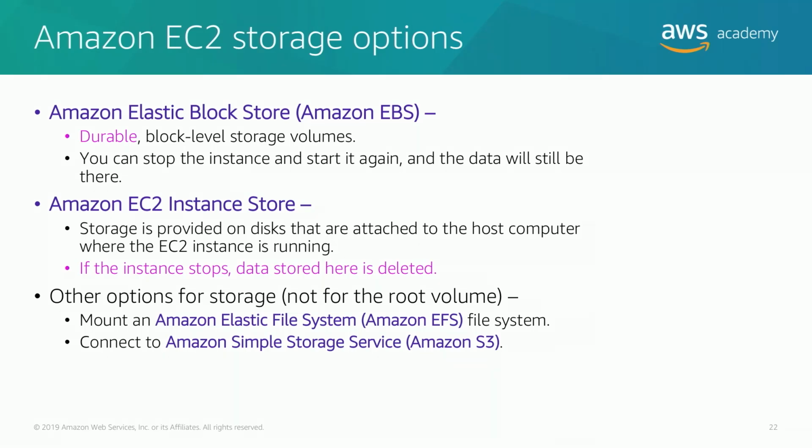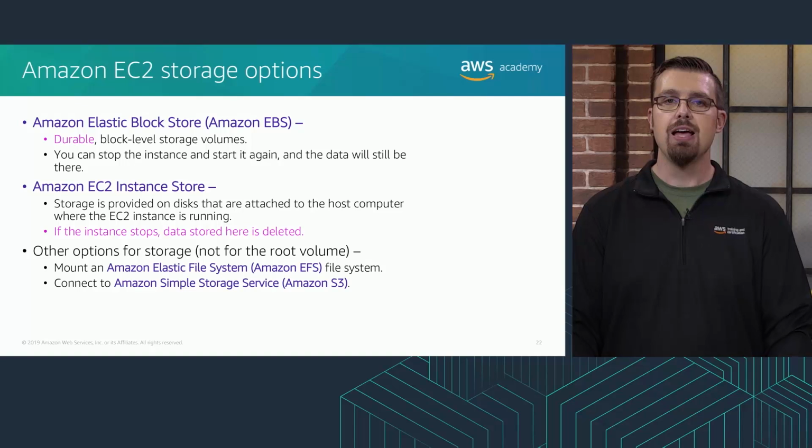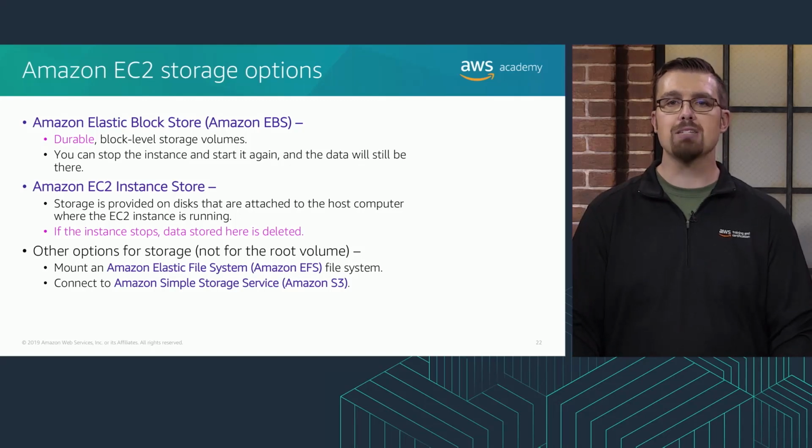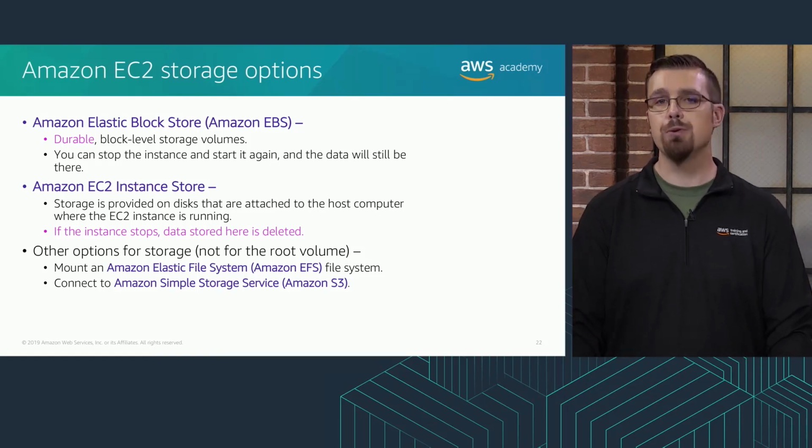Let's look at the storage options available. Amazon Elastic Block Store, or Amazon EBS, is an easy-to-use, high-performance, durable block storage service designed to be used with Amazon EC2. Amazon EBS offers different volume types so that you can balance price and performance. If you stop an EBS-backed instance and start it again, the data will still be there. Amazon EC2 Instance Store provides temporary block-level storage for your instance. This storage is located on hard disks physically attached to the host computer.